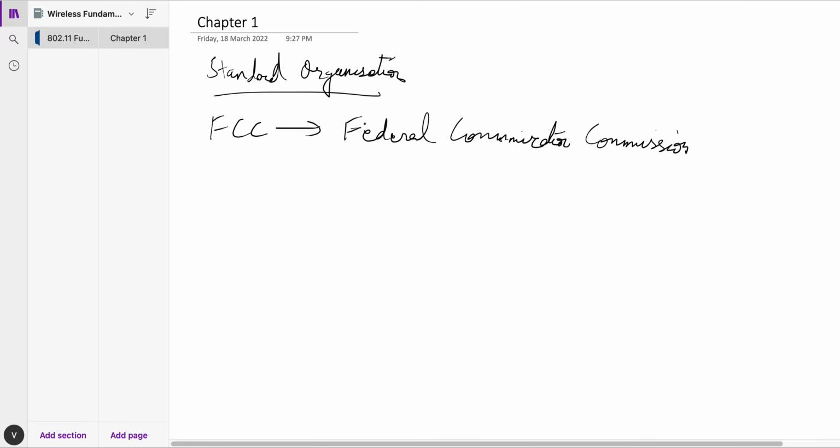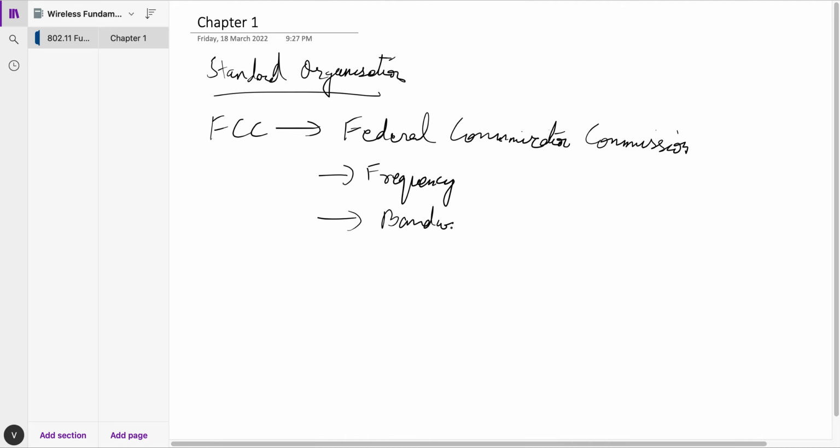They set up rules around frequency, at what frequency you can send traffic. They also tell you at which bandwidth you can send the traffic. They also regulate what can be the maximum power at which you can send the traffic. They also tell you what can be the maximum EIRP. We'll talk about this in the future as well in some of the videos.